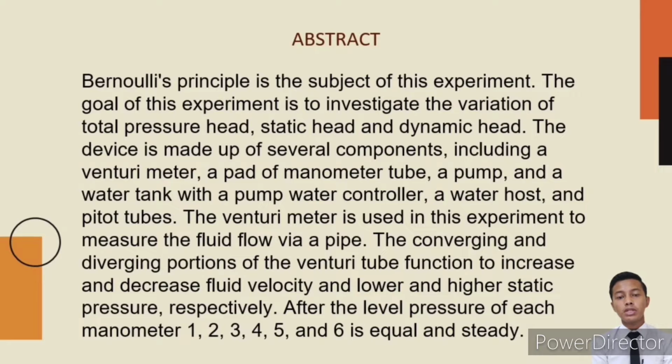The venturimeter is used in this experiment to measure the fluid flow via a pipe. The converging and diverging portions of the venturimeter tube function to increase and decrease fluid velocity, and lower and raise static pressure respectively, after the level pressure of each manometer 1, 2, 3, 4, 5 and 6 is equal and steady.